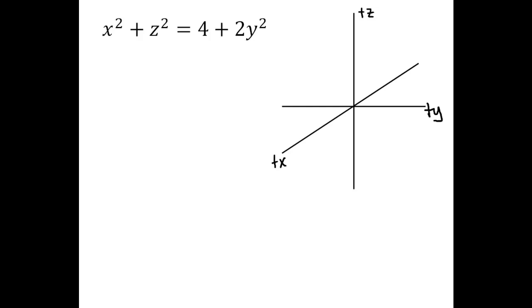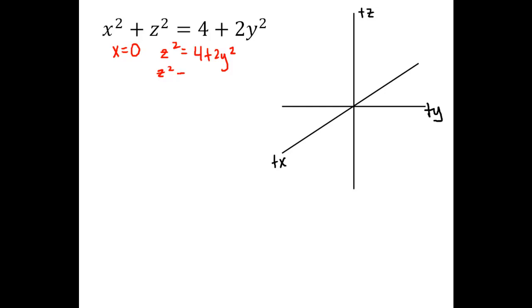Okay, here we're going to graph the equation x squared plus z squared equals 4 plus 2y squared in R3. So we'll start like usual. We'll plug in x equals 0 to get the trace in the yz plane. We'll get z squared equals 4 plus 2y squared, and recognize this hopefully fairly quickly as the equation of a hyperbola.